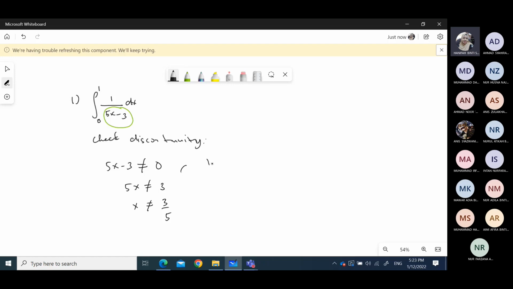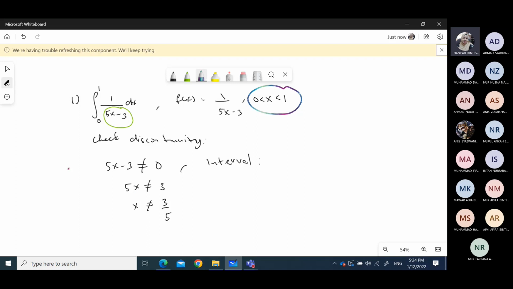Okay, so now the interval. Apa maksud interval? You kena tahu juga what is interval. Apa maksud interval? Interval adalah nilai x yang satisfy dengan function. Okay, so function here is 1 over 5x minus 3 and the interval of x here is 0 to 1. Okay, so interval is 0 to 1. So kita nak check discontinuity, kita kena tengok interval dia lah.